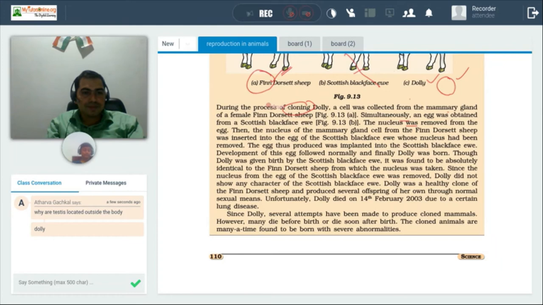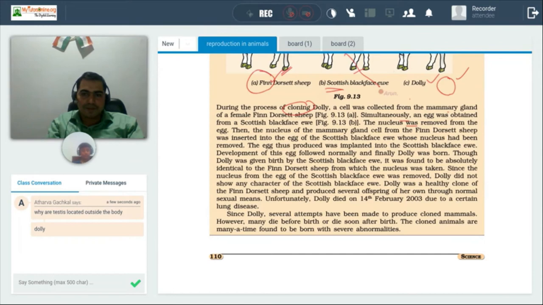Then the nucleus of this mammary gland of the Finn Dorset sheep was inserted into the egg of the Scottish Blackface ewe. What was done? The nucleus of the mammary gland was taken out and that was inserted into this Scottish egg.